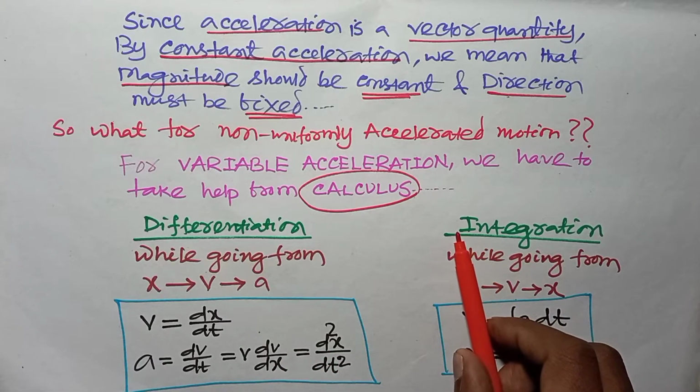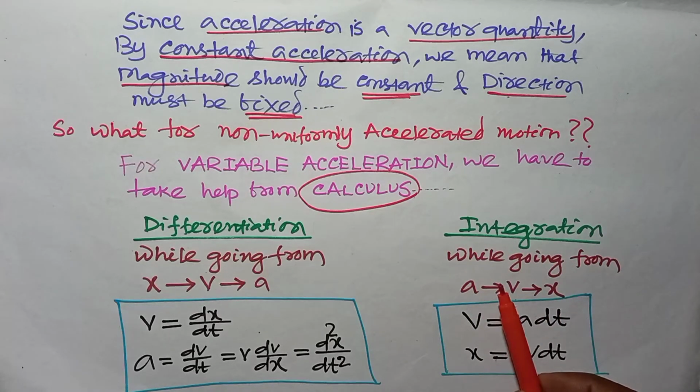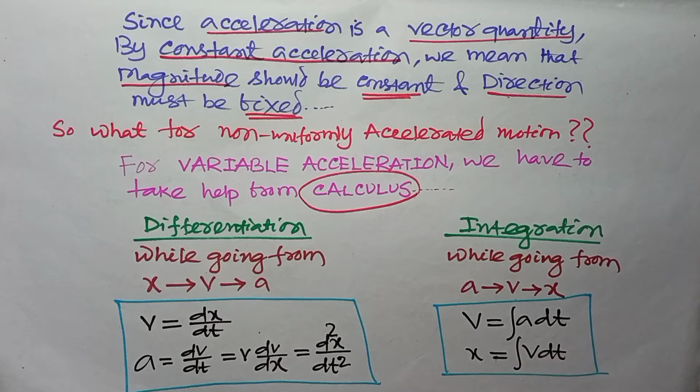Here is another process, integration, and we use integration while going from acceleration to velocity to displacement. Whenever you are given acceleration, in order to find velocity, we apply this formula: velocity equals the integration of acceleration with respect to time. Similarly, whenever velocity is given, in order to get the displacement, we apply the integration formula: displacement equals the integration of velocity with respect to time.